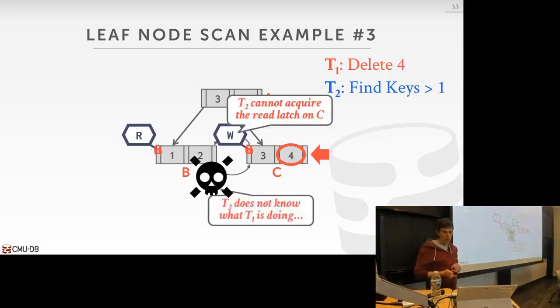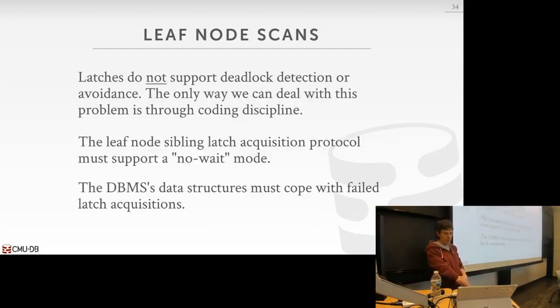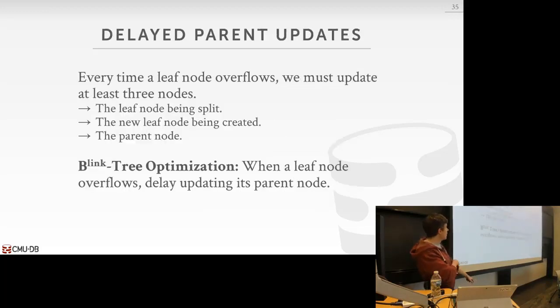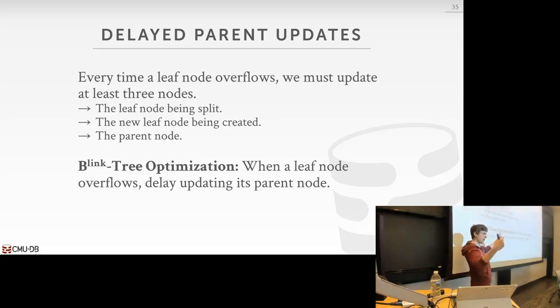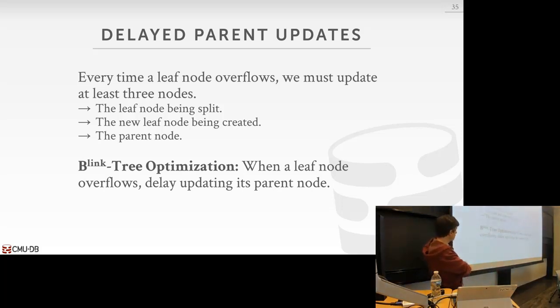Okay, so the last thing I want to finish up discussing is an additional optimization for handling overflows, and this comes from the B-link tree. Again, the B-link tree is what first invented the sibling pointers, and then everybody does that now in a B+ tree for the most part, at least in one direction.